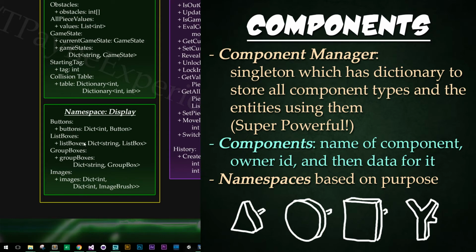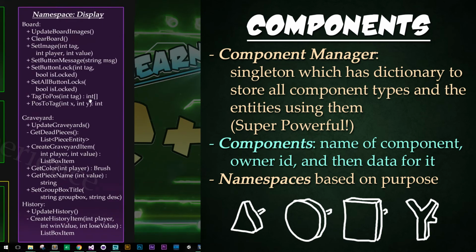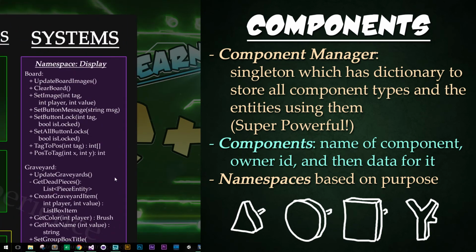This is created along with our list boxes dictionary. So we pass in the name of the list box and we can grab that, or our group boxes for changing the names of those. At one point I changed one from graveyard to pieces just so that when the player is setting up, it's just a little clearer to the user. Then finally we have our image brushes stored within a two-dimensional array again, or two-dimensional dictionary, because again, I was super lazy.